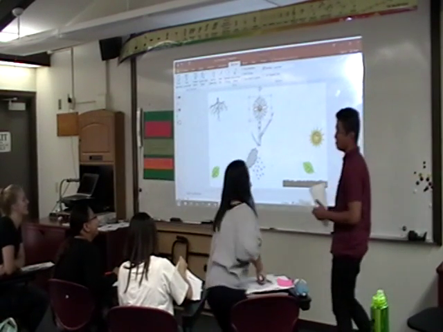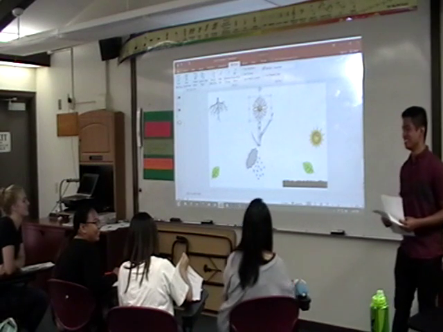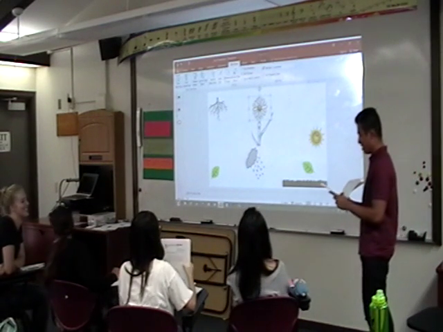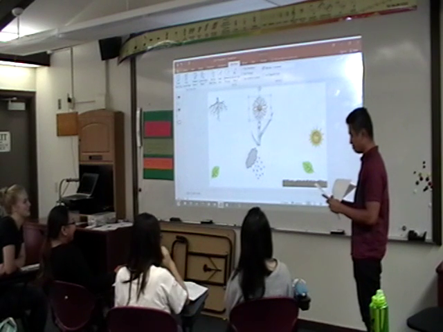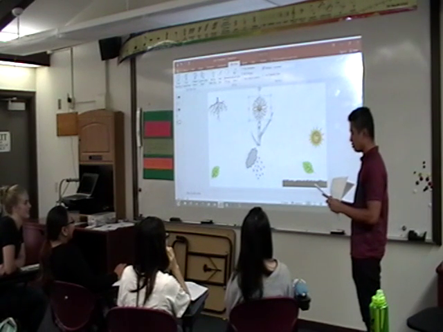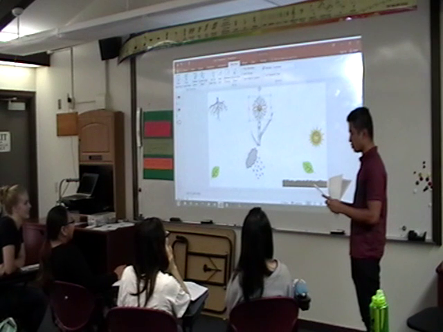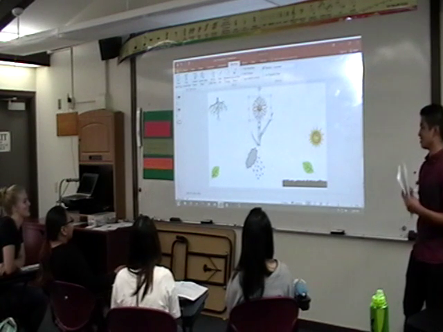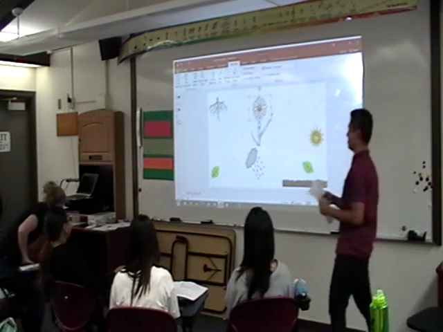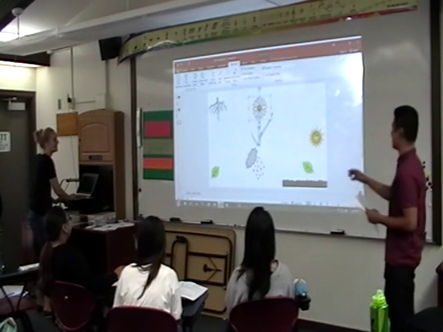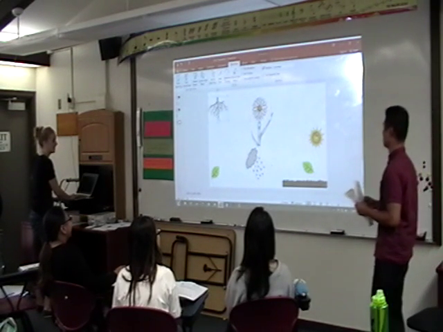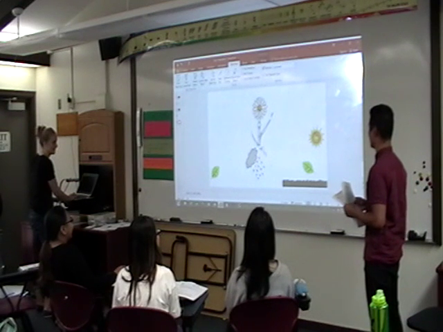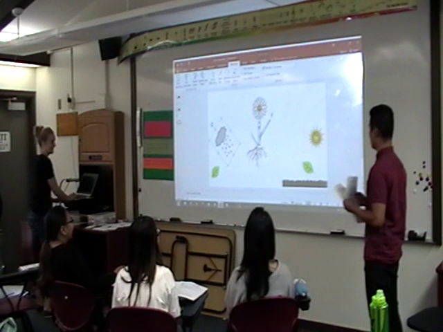Okay. Now pick a number from 1 to 4. 1. Okay. Now this part of the plant absorbs water from the soil, and it takes up water and minerals from the ground to be used by the plant to survive. Now what? Roots. Perfect. All right. Now drag the roots under the stem. There you go. Okay.